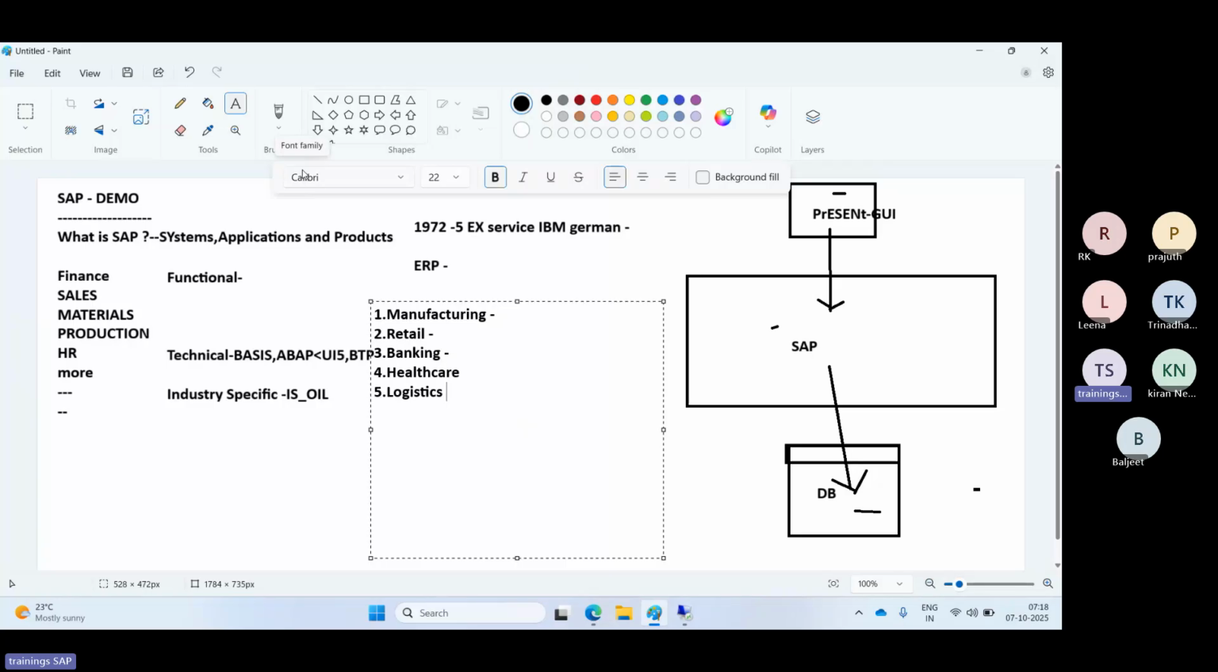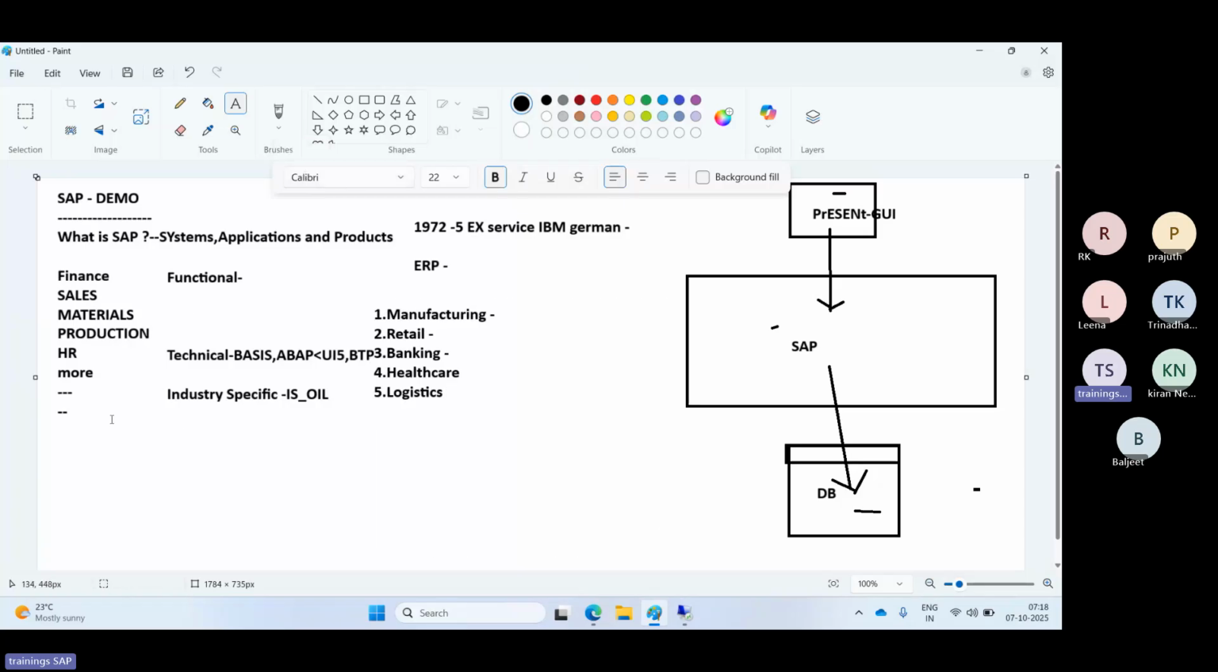Why? Because it's very simple, and you can easily change the configurations, screens, and everything. SAP has business-process-oriented functional modules. They are the modules.